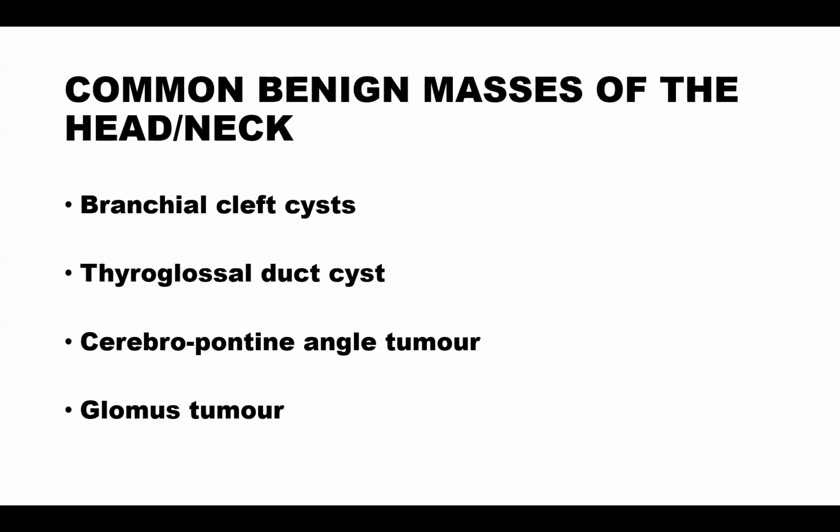Now, what are these common benign masses of the head and neck? We're going to focus more on the neck because that's our jurisdiction compared to the brain or the skull. Branchial cleft cysts, thyroglossal duct cysts, cerebellopontine angle tumor that happens in the brain, that's our territory. Glomus tumor, can find them in the middle ear.